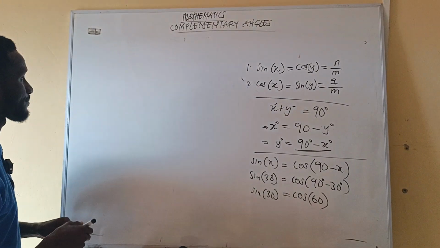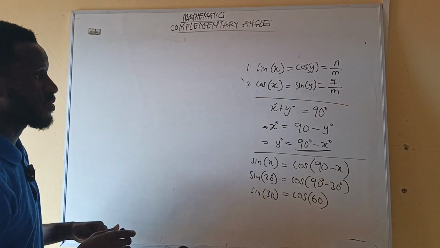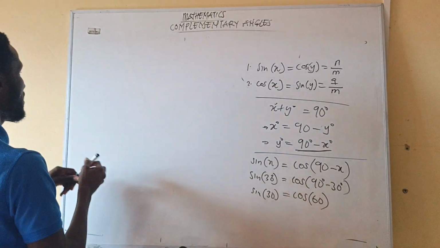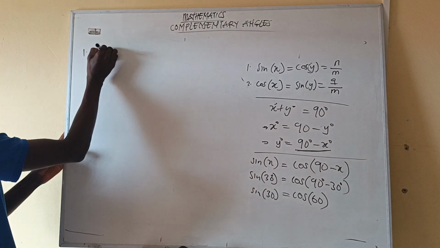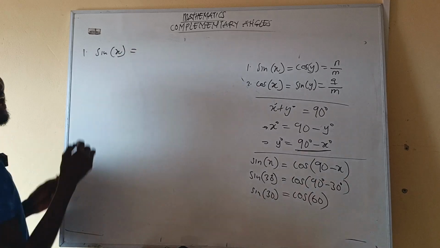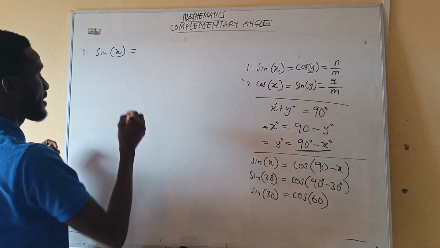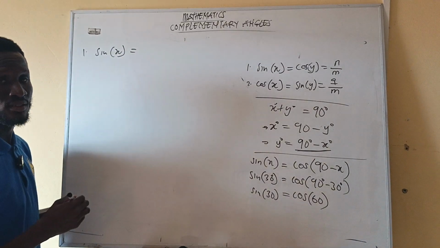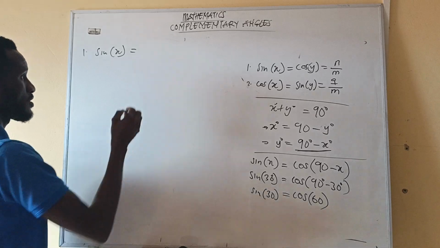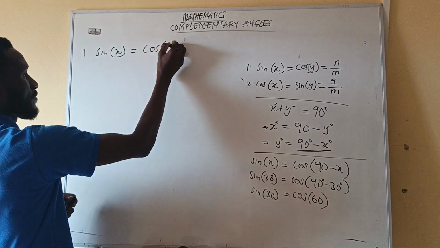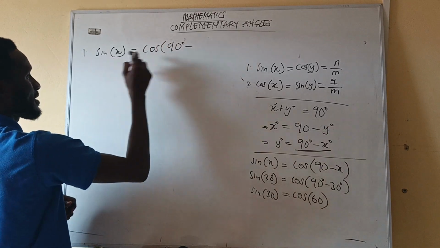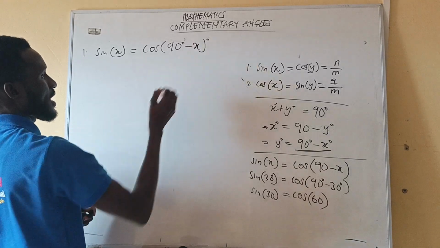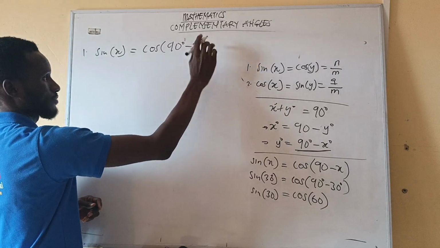Now let's move on. So the first one is that anytime I have sine of any angle and I want to change it to cosine, I have to subtract this angle of the sine from 90 degrees. I'm going to get cosine of 90 degrees minus the angle here, x. That is our first statement.